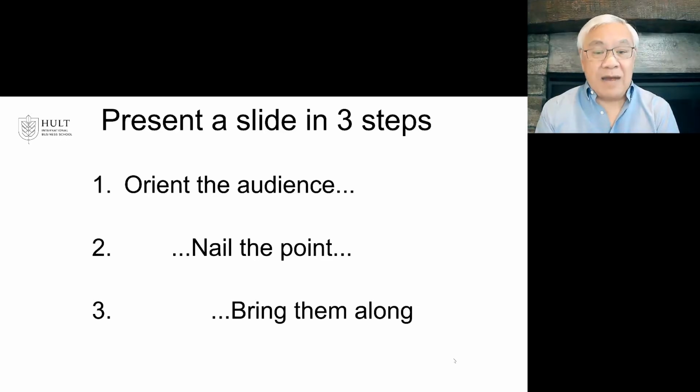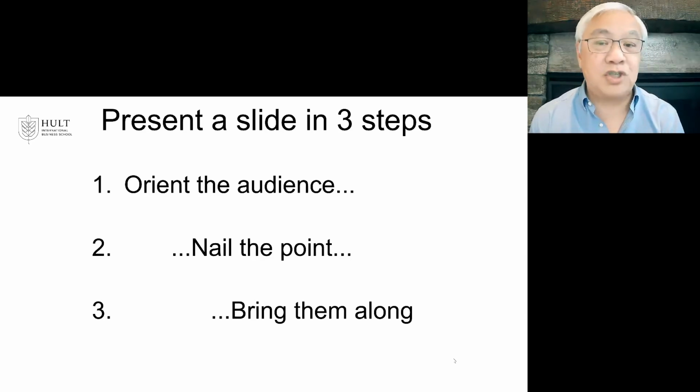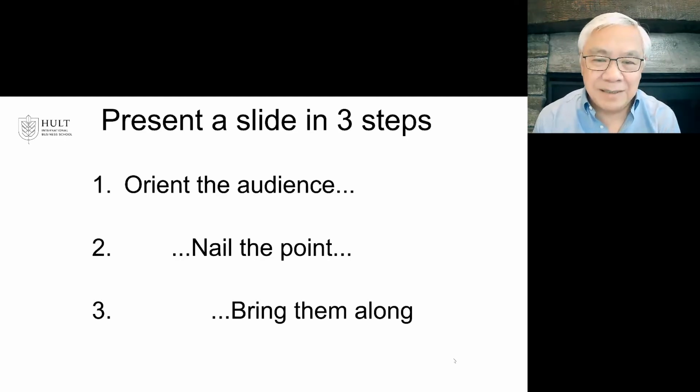Present slides with graphs in 3 steps. First is orient the audience, describing the vertical axis and horizontal axis. A lot of people just jump right into the slide and don't say, we're looking at market share of this segment over time. These are things we do. Next is nail the point. What does the graph show that gives you insight that's important for you to convey and essentially show validity of your opinion? And then bring them along.